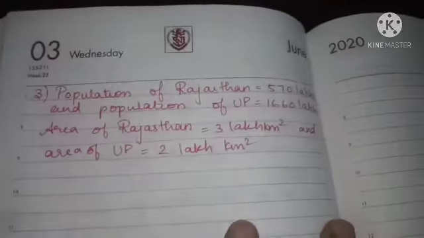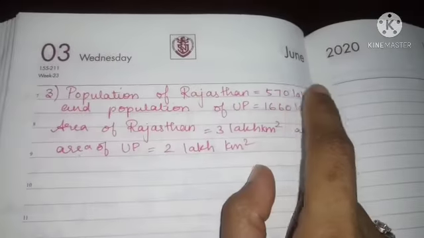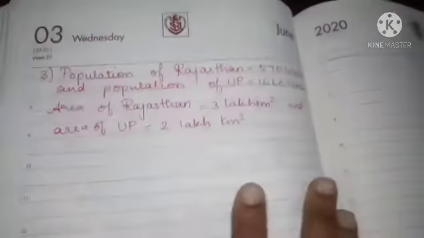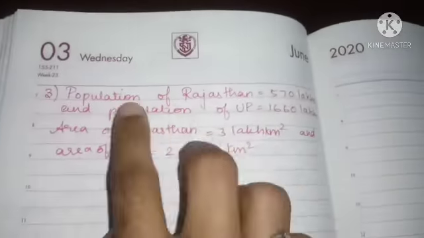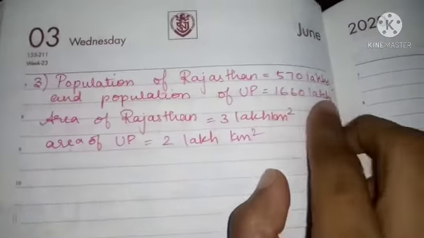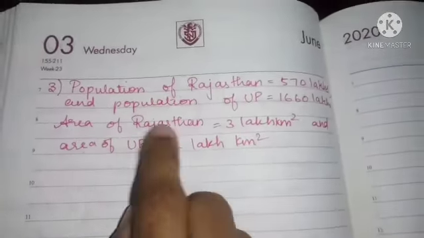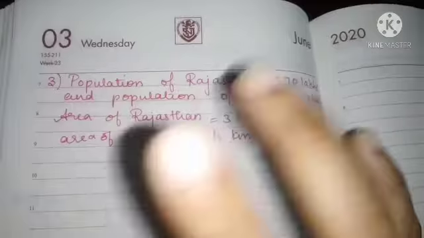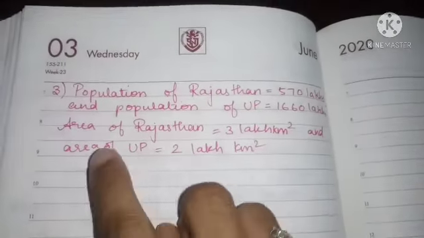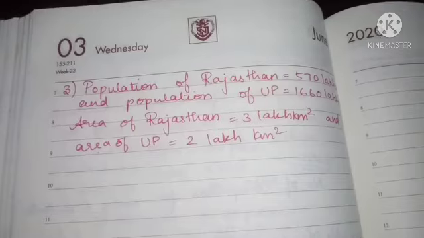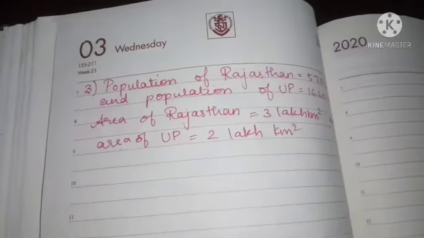Your third problem. What is the question given? Population of Rajasthan is 570 lakhs and population of UP is 1660 lakhs. Area of Rajasthan is 3 lakh kilometer square, and area of UP is 2 lakh kilometer square. So this is what the population is given, area is given.